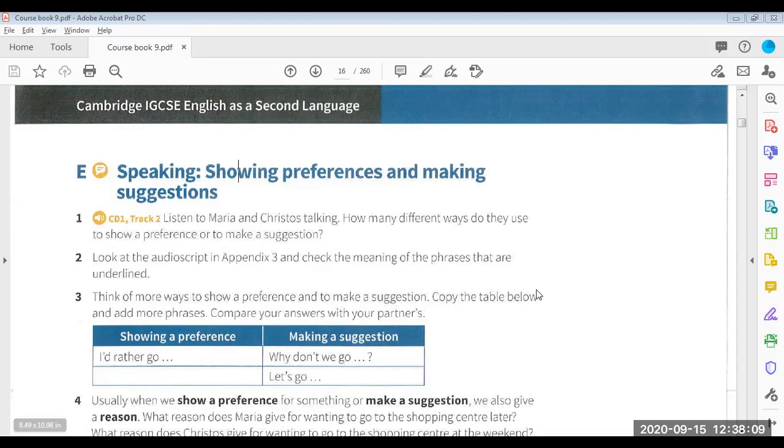Unit 1, E, speaking. Activity 1. Hi, Christos. How are you? Hey, Maria. I'm really great. What about you? Everything's fine. Why don't we go to the shopping centre later? I want to see if I can get some new trainers. Yes, we could do that, but I'd rather go at the weekend. Can you wait until then? I suppose so. But why? Well, I get paid for my part-time job tomorrow, so I'll have some money to spend. Fair enough. So let's go at the weekend instead. But what are we going to do today?